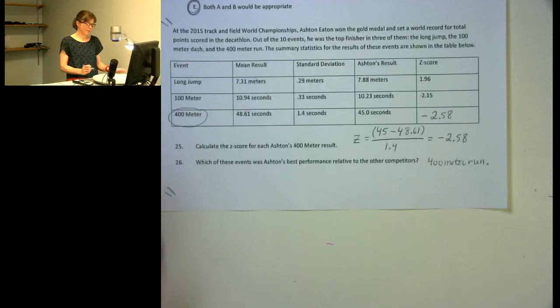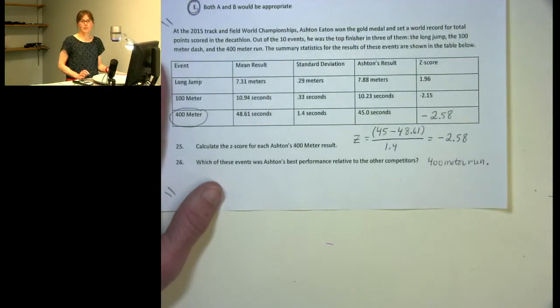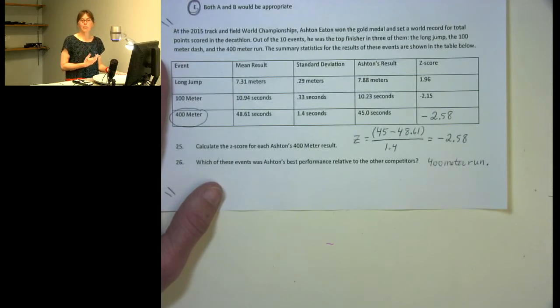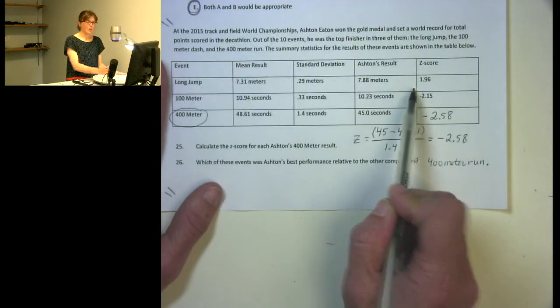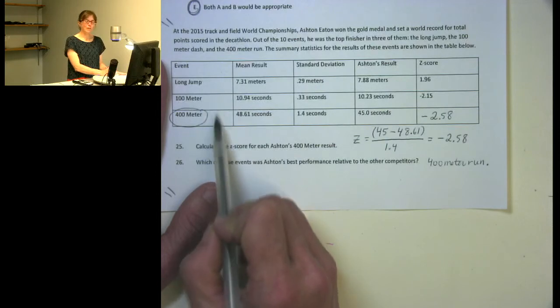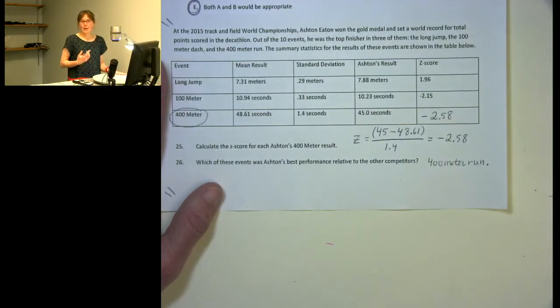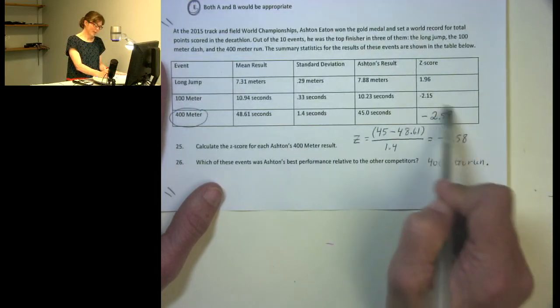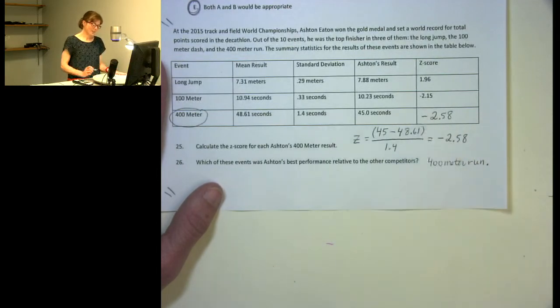Sometimes it can be tempting to think that positive numbers are better than negative numbers. But remember, it all has to do with context. He was the top performer in all of these disciplines, right? In the long jump, longer jumping is better, so it's better to be above average. But in races where you're measuring time, less time is faster, so it's better to be below average. So here's his most outstandingly good result: the negative 2.58 z-score of the 400-meter.